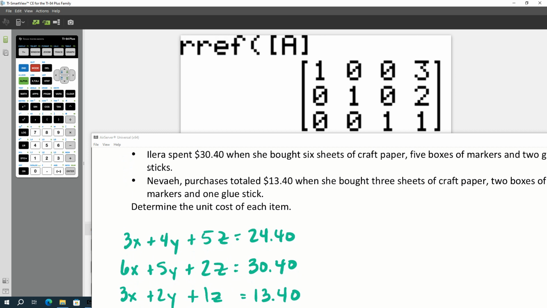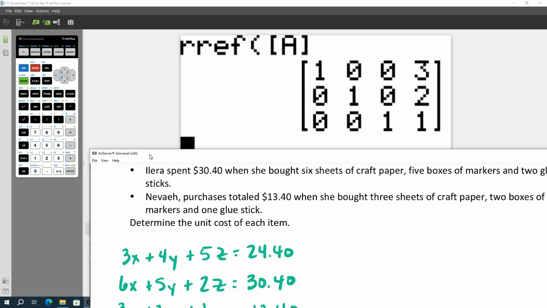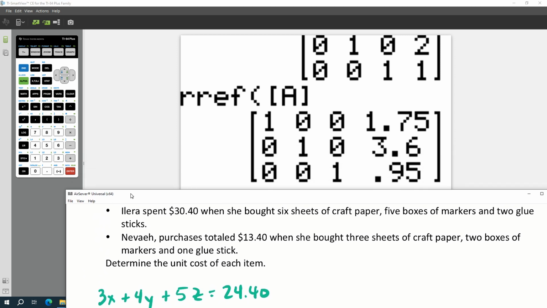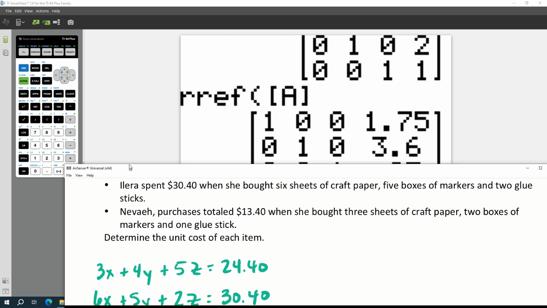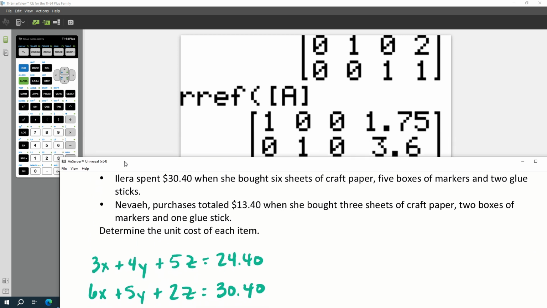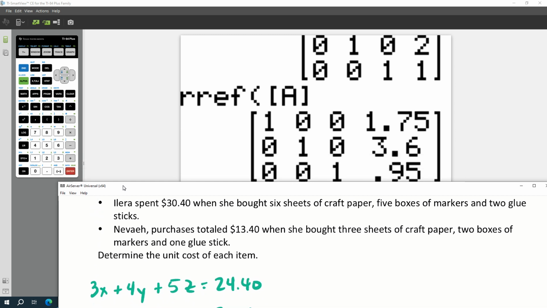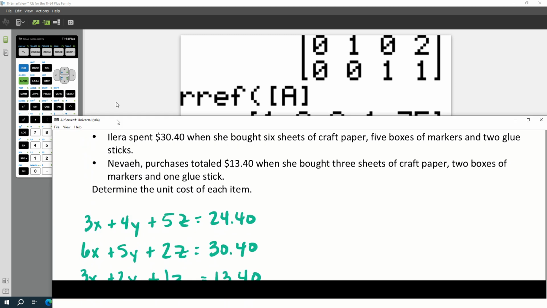Quit out of there. I probably can just hit enter. Sometimes when you hit enter, it messes up; you pull back up what's already there. Let's see what happens. Oh, that's good. I got all money situations, so this is probably right. X was the craft paper, so craft paper is $1.75. Y was the marker, so a box of markers is $3.60. And then a glue stick is 95 cents.